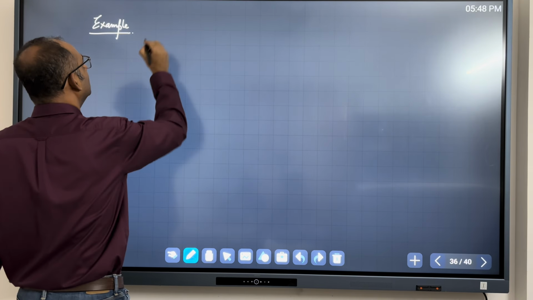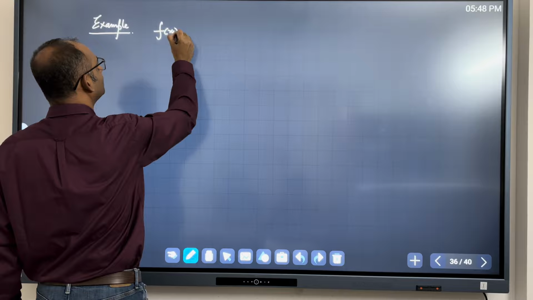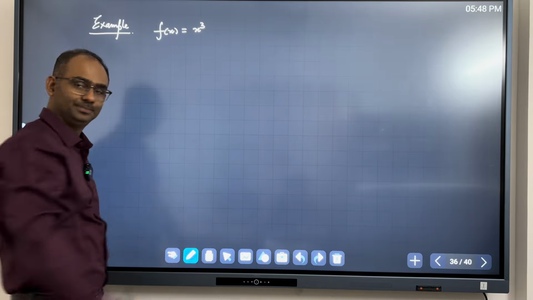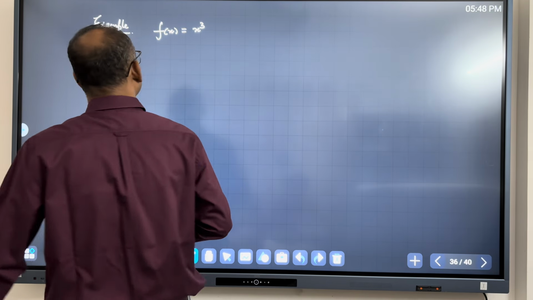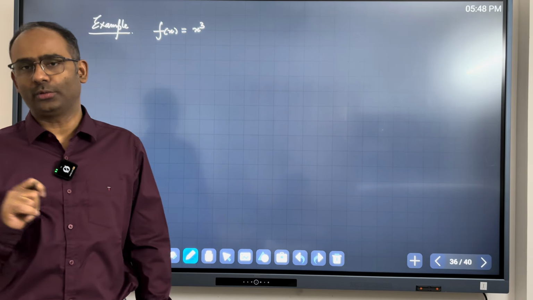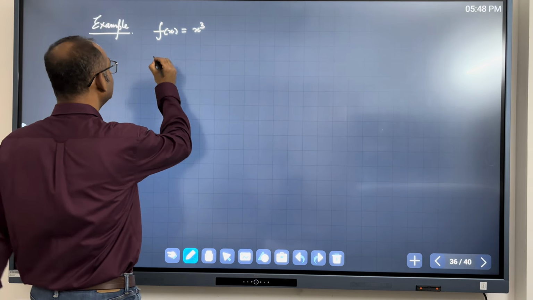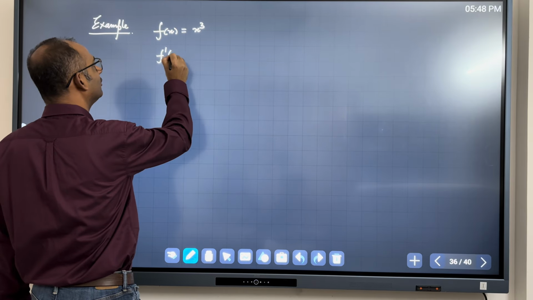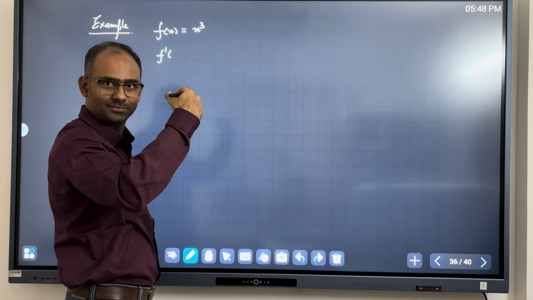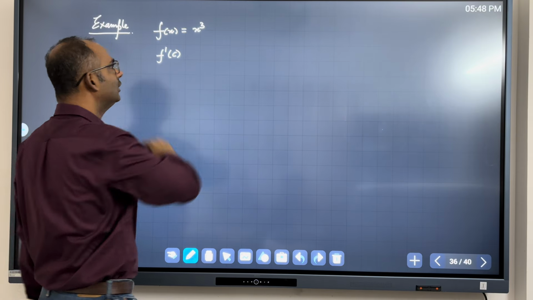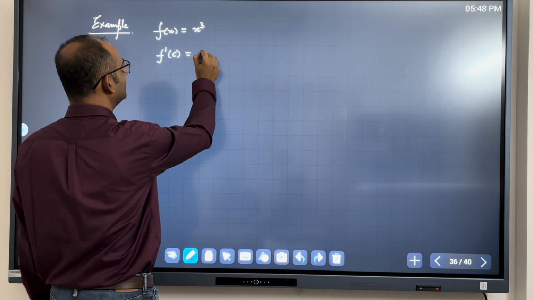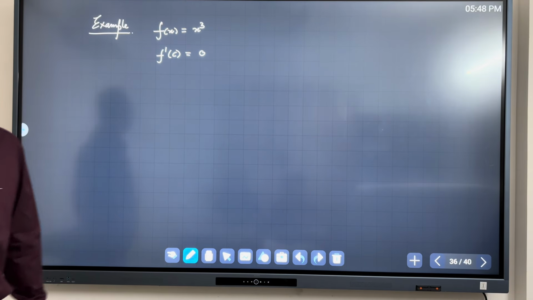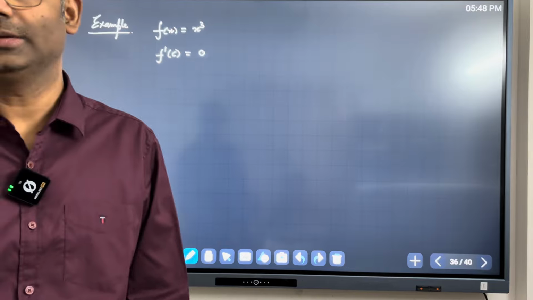So f of x is equal to x cube. So that's the plot you can do, but we'll not plot it. We will first ask where are the extremum points. So what I should ask is for what value of x, let's call that value c, for what c is the first derivative 0? Please pay attention, you can play with that later.